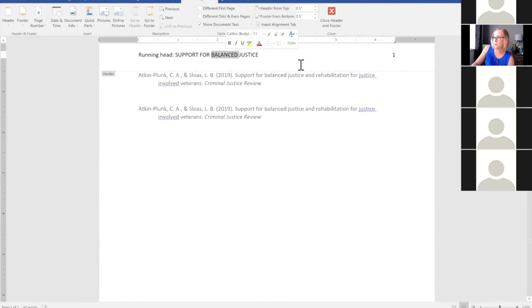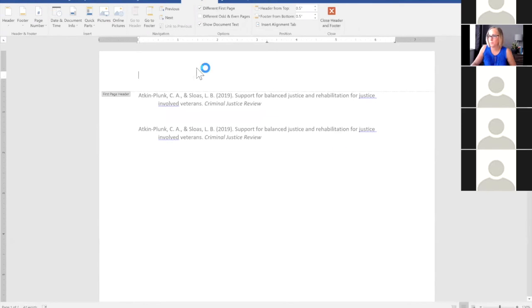We could be here all night while I try to figure this out. Let's see if this works. Katie says you just hit different first page. The different first page is under the header and footer tab. You got it, yeah.